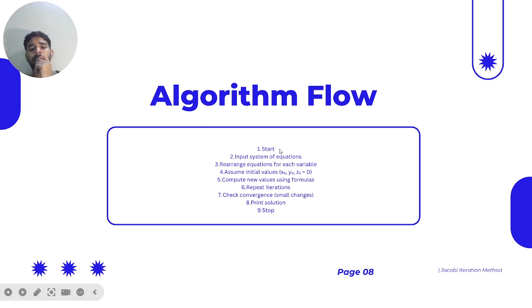Firstly, we start the program, then take the input of equations and rearrange the equation for each variable. Assume that the initial values x, y, and z equal 0. Compute new values using the formulas, repeat iterations, check convergence of small changes, and then print the solution, and then stop.